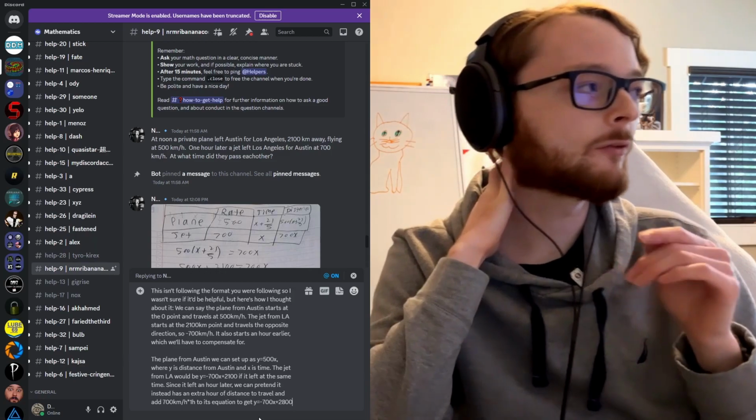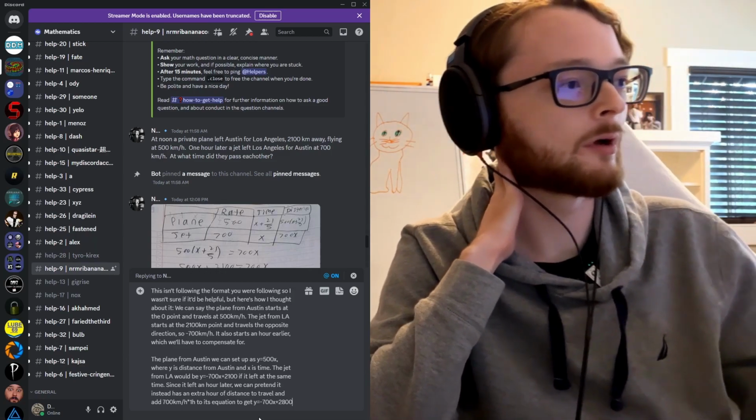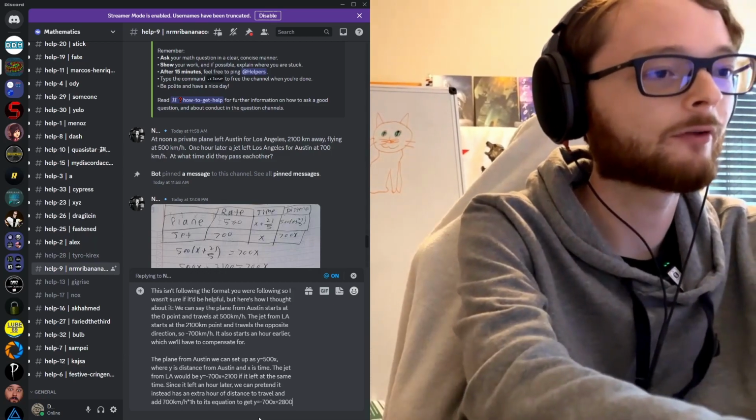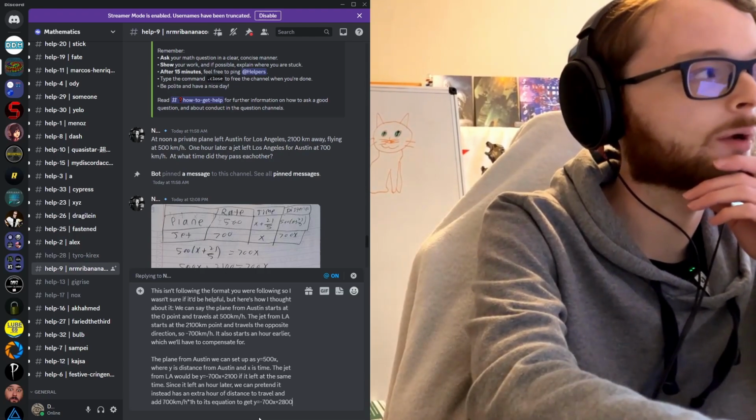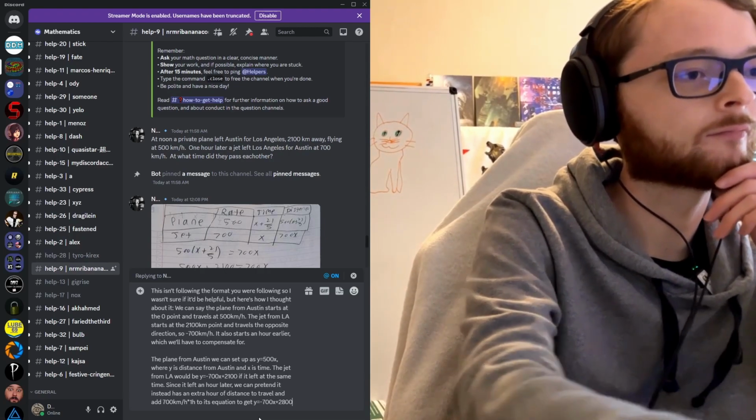I feel pretty sure this is right, so I'm gonna go ahead and post it, but if I realize that I'm wrong, I'll apologize to the person and fix it. So I don't think we need to worry about the other plane for the setup of the second plane.